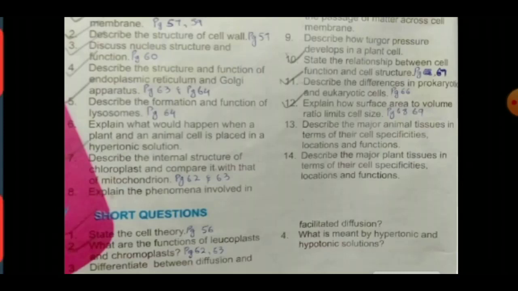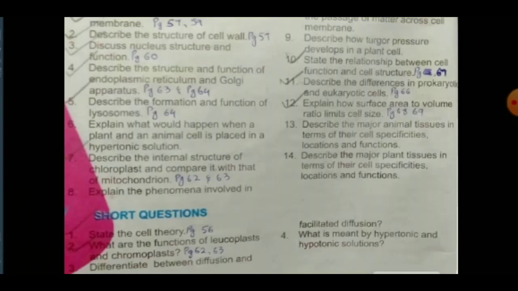Question number 2. What are the functions of leucoplast and chromoplast? In this question, they are asking about the functions of leucoplast and chromoplast. Its answer is given on page number 62 and 63. First of all, the function of leucoplast. The leucoplasts are basically colorless plastids, and what are their functions? They store starch, protein, and lipids.